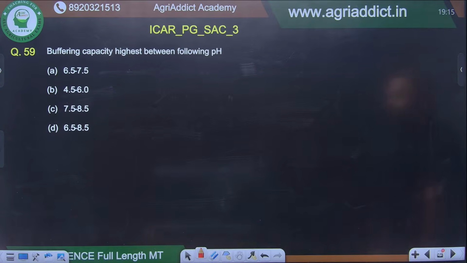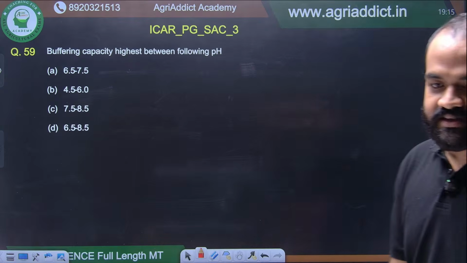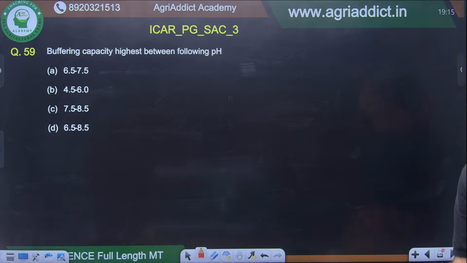Buffering capacity is highest between the following pH. This question is also extremely easy, and any soil science student knows this definitely. I have total hope कि इसमें कुछ बताना तो बिल्कुल नहीं है. So can anyone tell me the answer? और मुझे comments क्यों नहीं दिख रहा है यार?